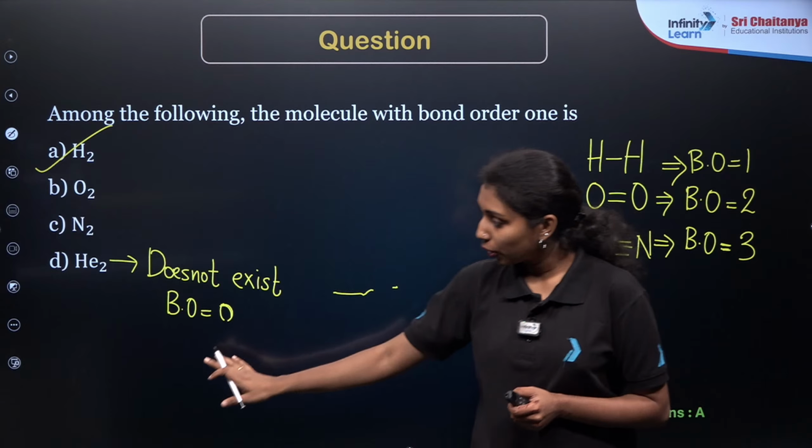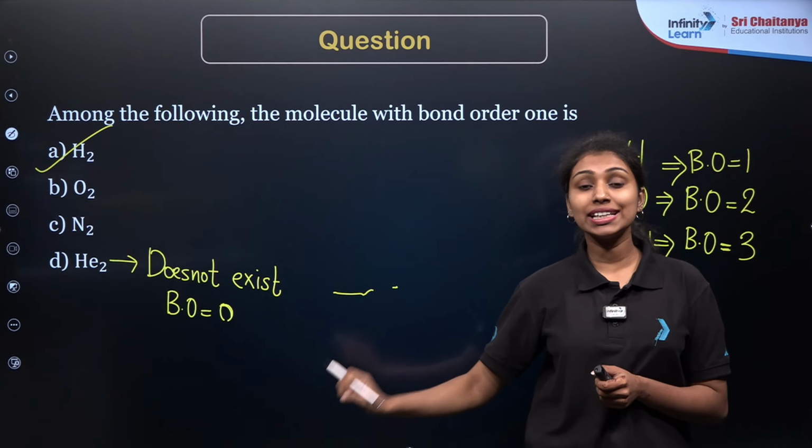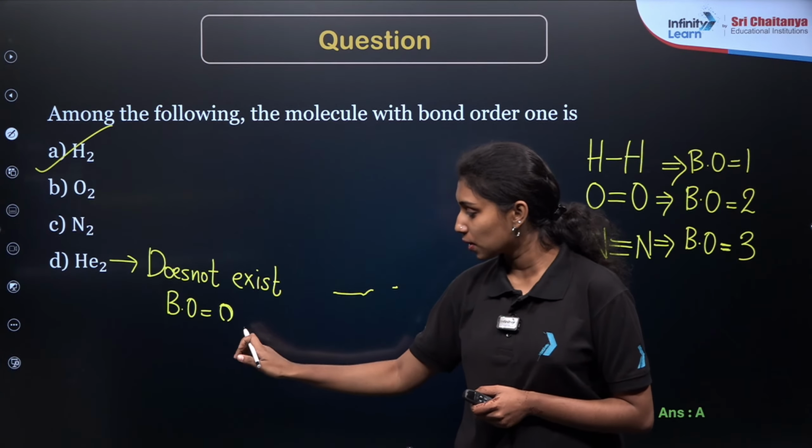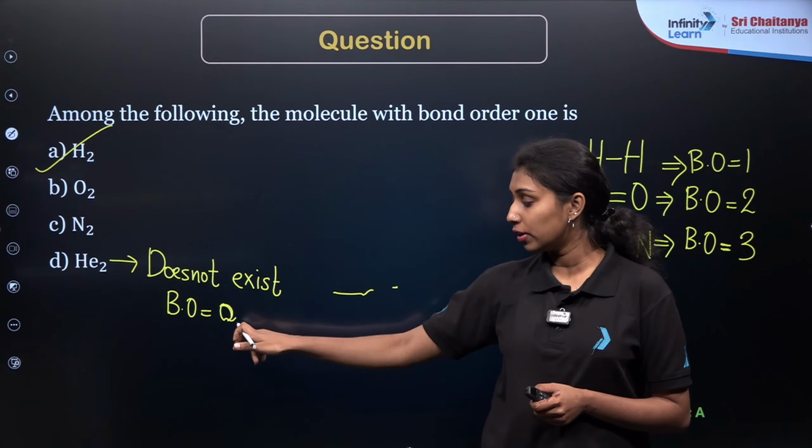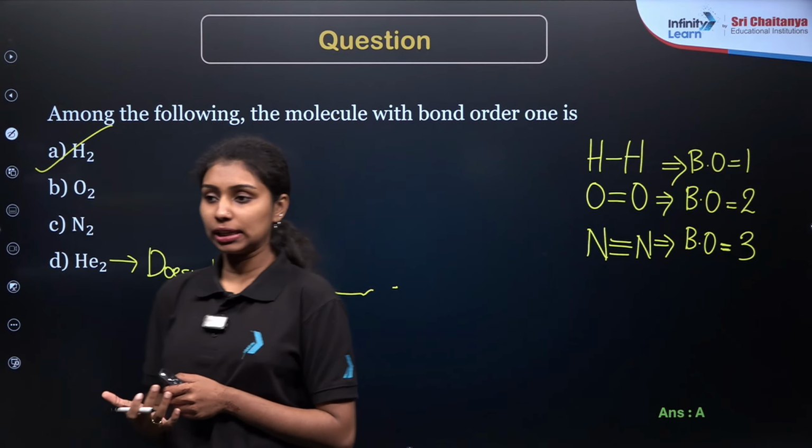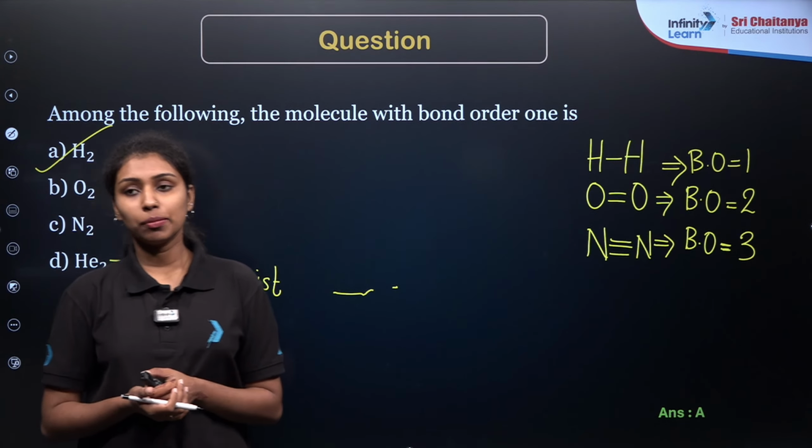And here, one point you have to keep in mind is that the He2 molecule does not exist because its bond order is equal to 0. You will get to know this when you are discussing the molecular orbital theory in the grade 11 chemical bonding chapter.